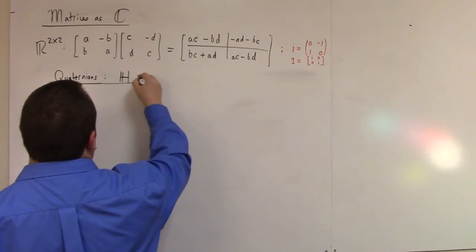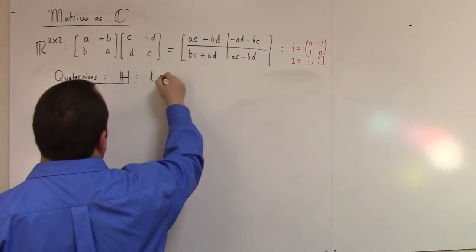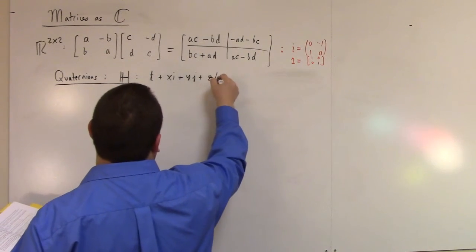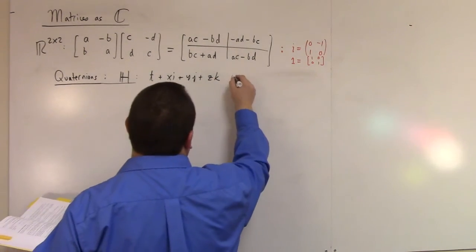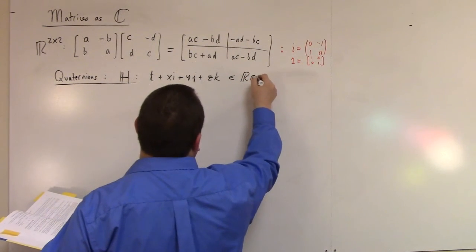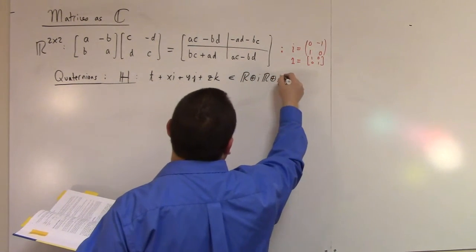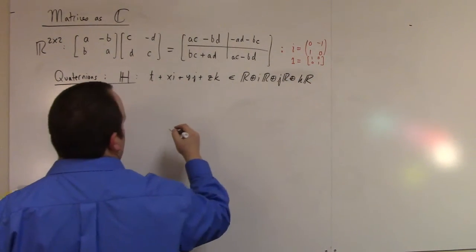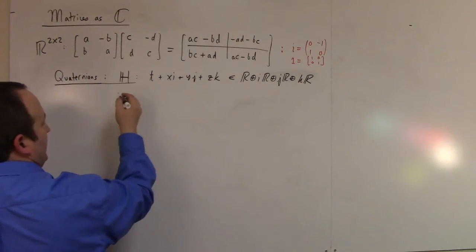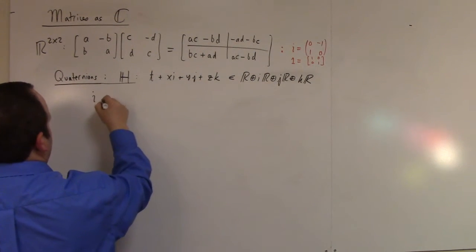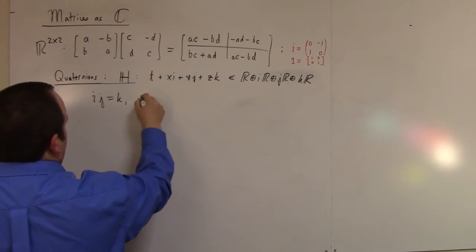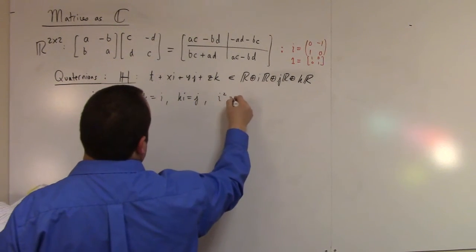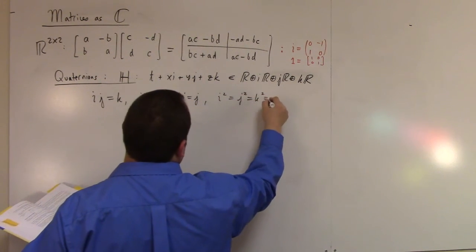Formally, I would say a Quaternion is something like t plus xi plus yj plus zk. So I would say that's an element of R direct sum iR direct sum jR direct sum kR. These versors, the quaternionic units: ij is equal to k, jk is equal to i, ki is equal to j, and i squared is equal to j squared is equal to k squared is equal to negative 1.